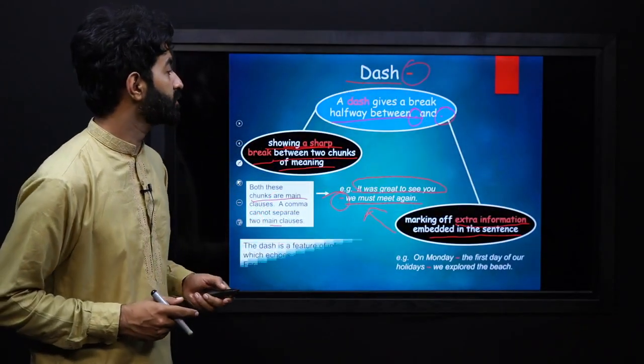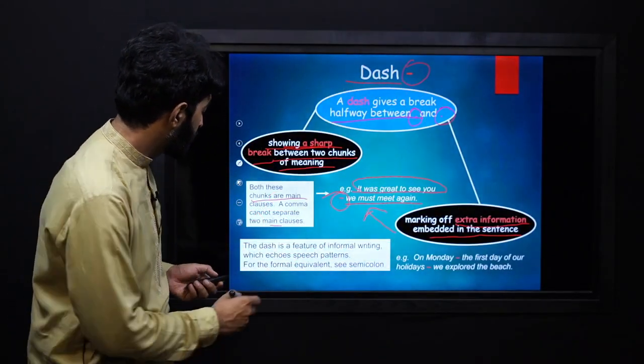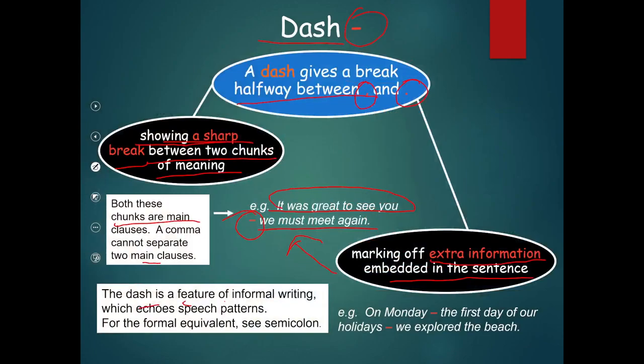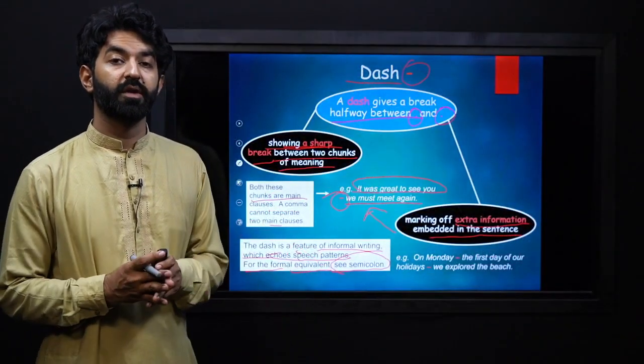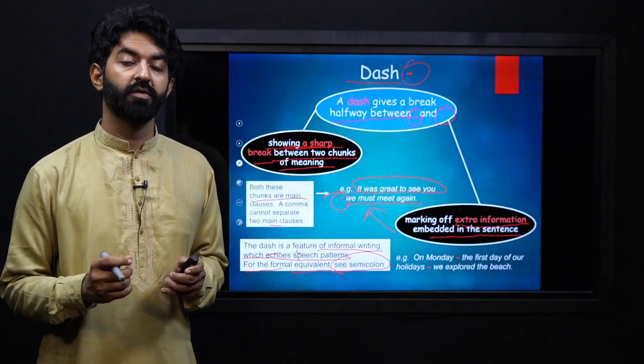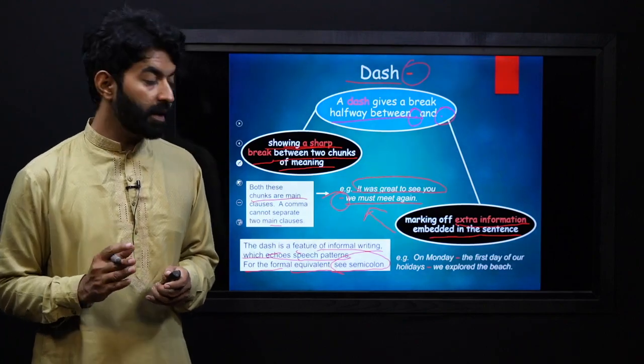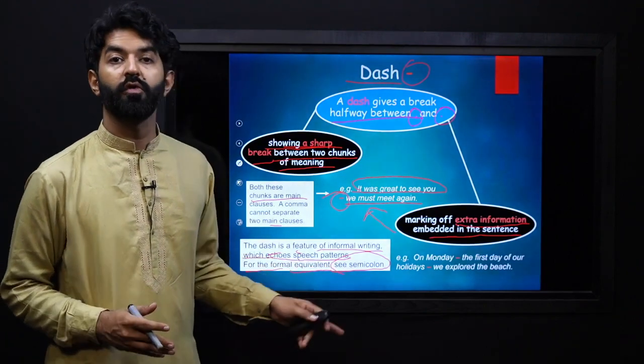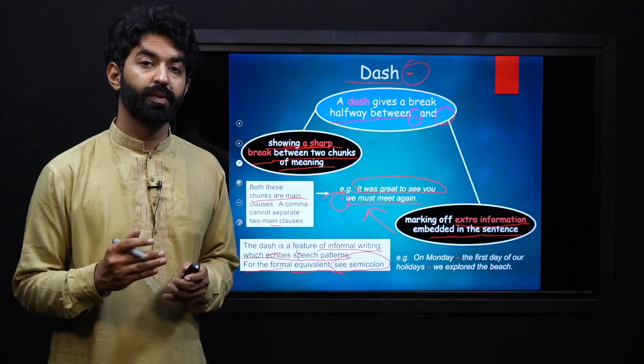And now let's see that the dash is a feature of informal writing which echoes speech patterns. For the formal equivalent, see semicolon. So again, it's for informal writing, but when we are in a formal setting, when we are writing something formally, academically, we will be seeing the use of the semicolon, which is much better formally.